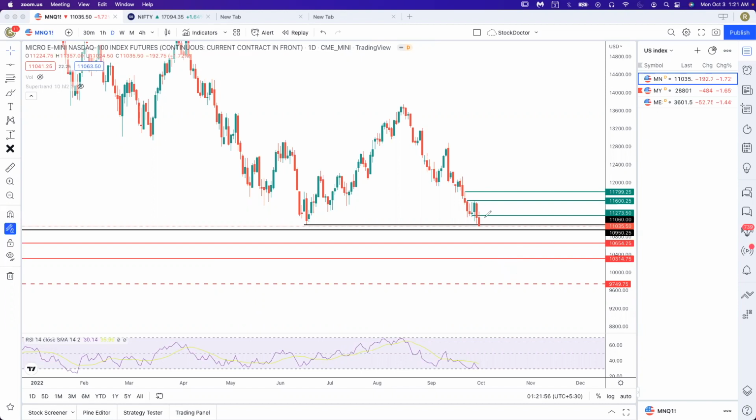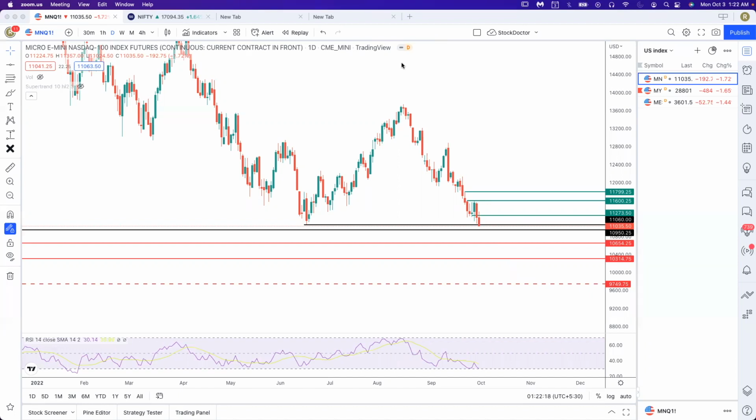And now, if it breaks 10,950, then there is not a fast fall to 9,750. It will take some time, right? I mean, it will give some fall, and then it will give a pullback, again a fall, and then pullback, and then fall and pullback. This will be the scenario.